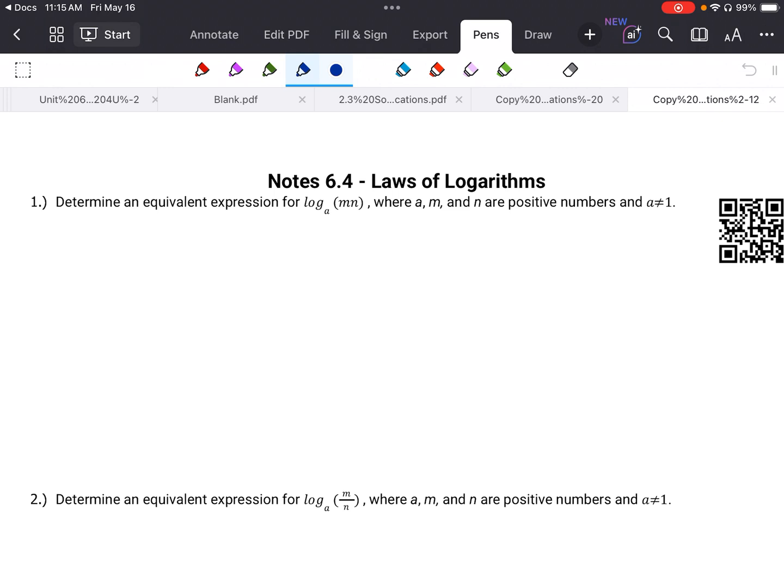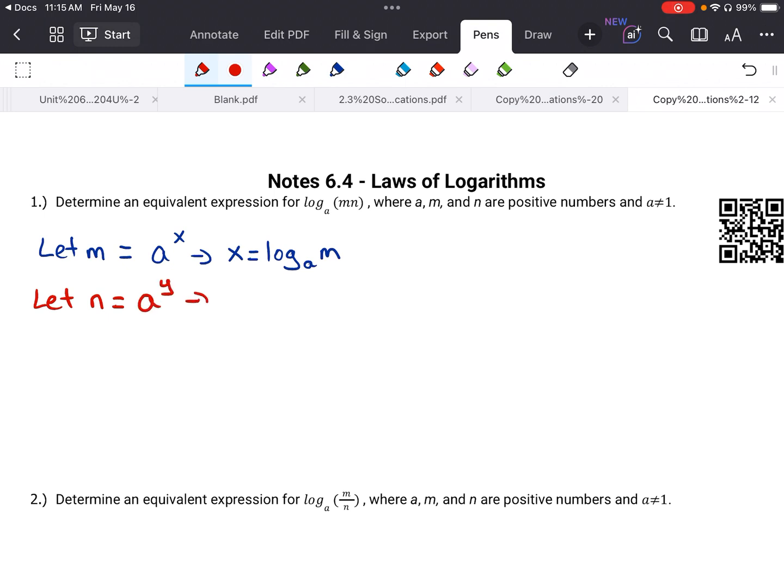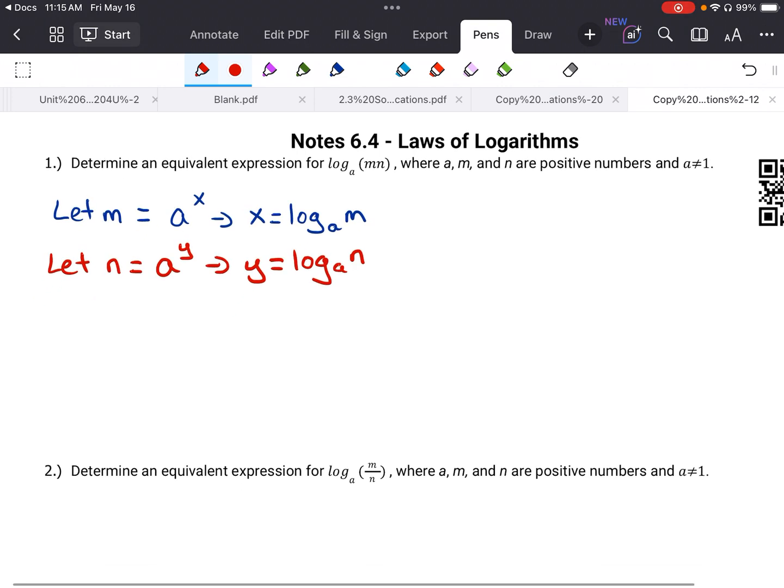In order to do this, we are going to say let m be equal to a to the power x. What that means in log terms is x equals log base a of m. Then we're going to say let n be equal to a to the power y. So y is equal to log base a of n. Now our only variable is a.